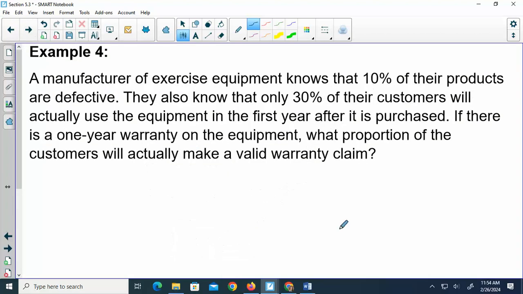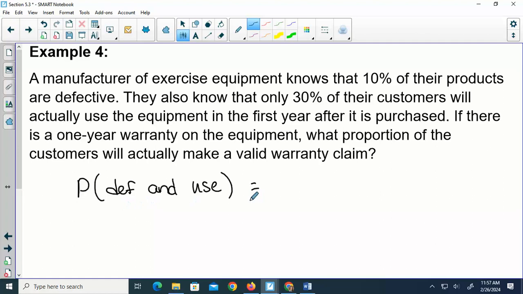Why don't you guys read the next question and see if you can figure it out. So the manufacturer of exercise equipment knows that 10% of their products are defective. They also know that only 30% of their customers will actually use the equipment in the first year after it is purchased. If there is a 1-year warranty on the equipment, what proportion of the customers will actually make a valid warranty claim? So the only way they get a claim is if their equipment is defective, and the only way they're going to know it's defective is if what? They use it. If they never use it, they won't know that there's something wrong.